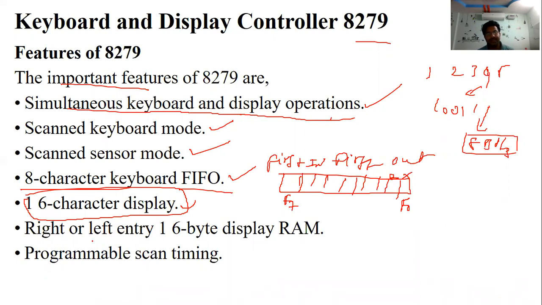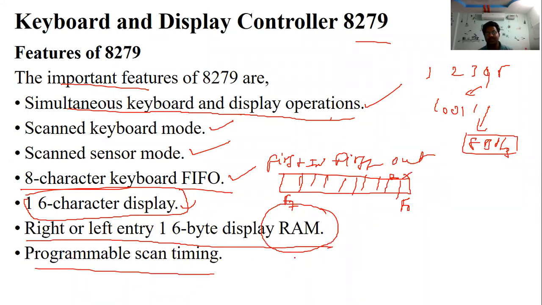Then there is a left entry as well as a right entry. For that, we are considering some display RAM. Then programmable scan time. You know, what is the meaning of scan time? The time in which the microprocessor is able to read any of the keys. Here, scan time means the microprocessor is able to identify the key closure. That we can call the scan time.